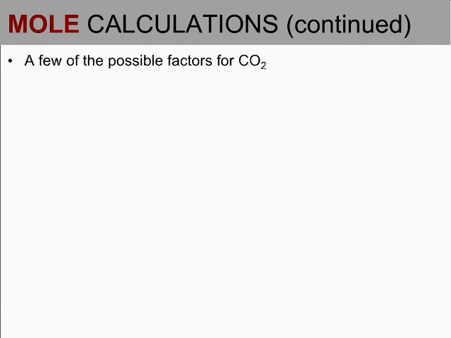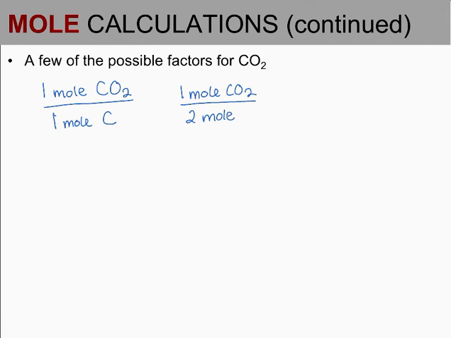So let's write out a few of the possible factors for carbon dioxide that we could use in a problem. To start, we could write some conversion factors involving the ratio of carbon to carbon dioxide. If we have 1 mole of carbon dioxide, we also have 1 mole of carbon. If we have 1 mole of carbon dioxide, that means we have 2 moles of oxygen.